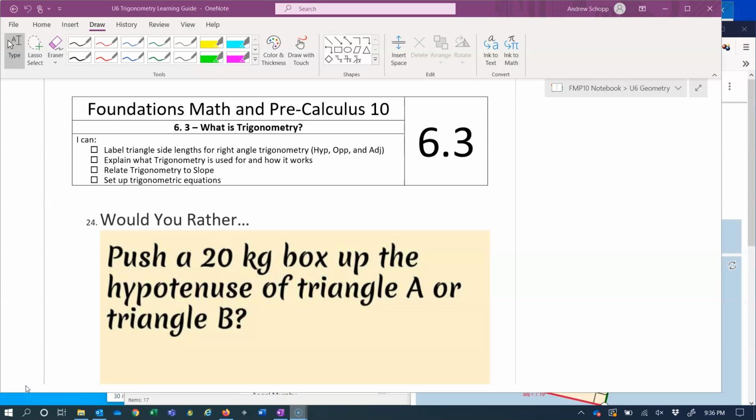I hope that you can explain what trigonometry is used for and how it works. I'd like you to be able to relate trigonometry to slope, and I'd like you to be able to set up trigonometric equations. Let's get started.